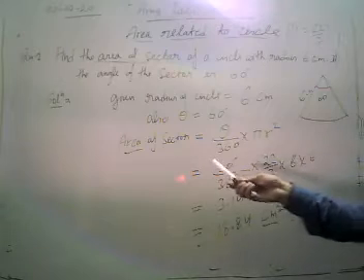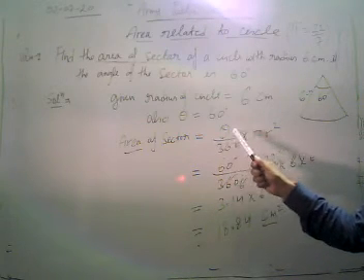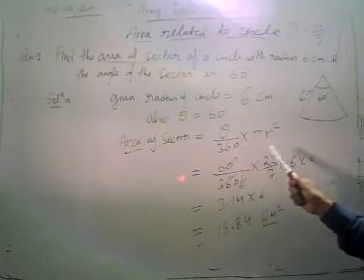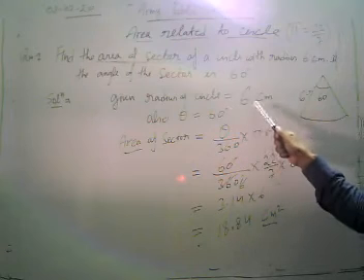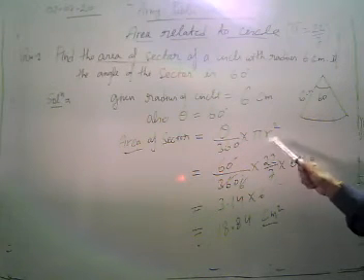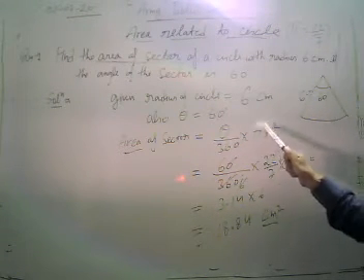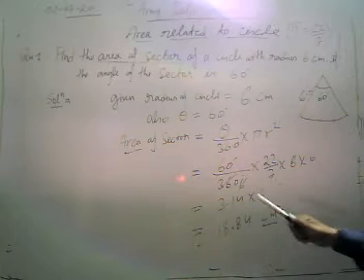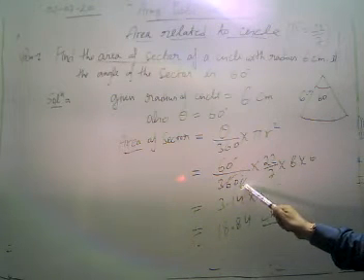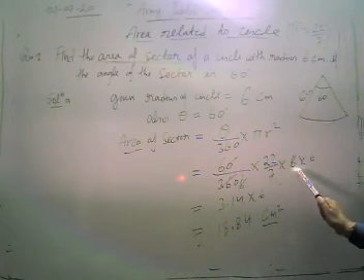What we do? We use this formula. Area of sector is given by theta upon 360 into pi r square. Put in the value of theta 60, value of radius 6 into 6, r square. Put in the value of pi 22 by 7. Then 60 divided by 360, then this 6 is cancelled out by this 6.